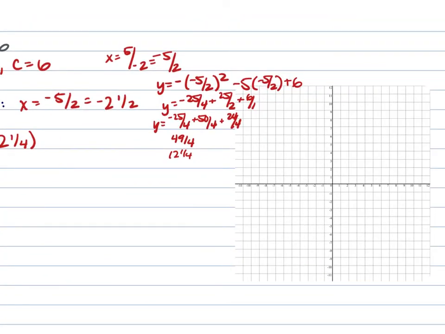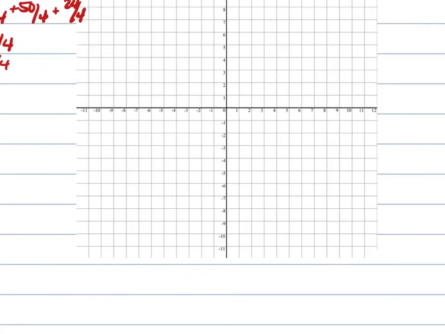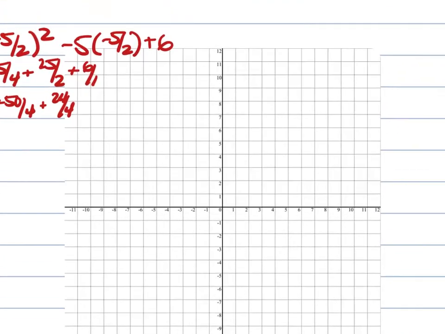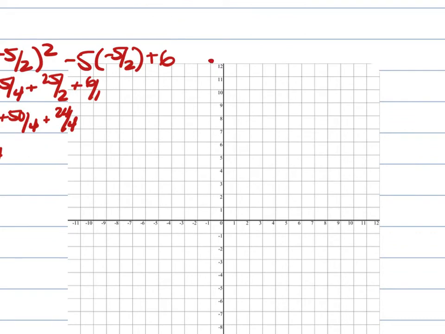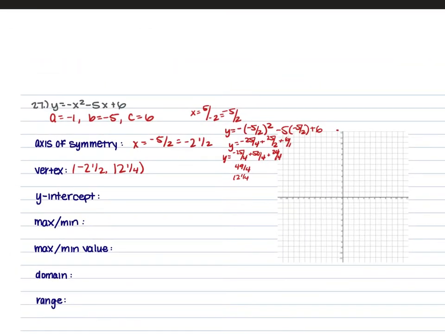We can plot that. Negative 2 and 1/2, 12 and 1/4 is going to be about here, on the top, not the bottom, positive. Our y-intercept is 6, so that's going to give us this point here. We have a maximum value since a is negative. That maximum value is the 12 and 1/4. Our domain is all real numbers, and our range is y is less than or equal to 12 and 1/4.